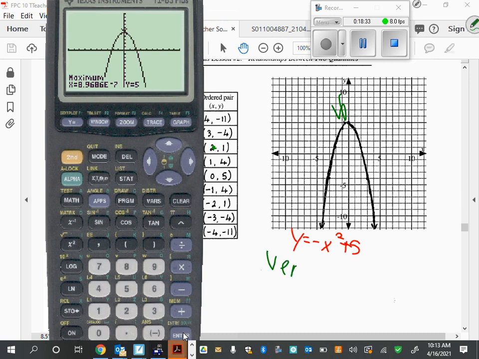So vertex equals 0, 5. And please write it as an ordered pair. So you need brackets. Don't put x equals 0, y equals 5. I need an ordered pair, okay? I need the maximum point. Write it as a point.